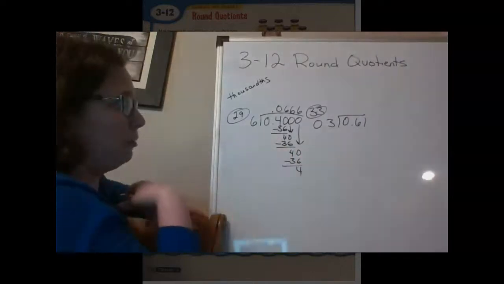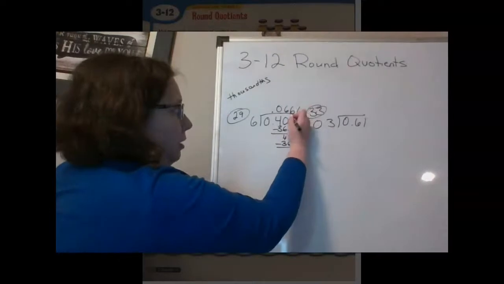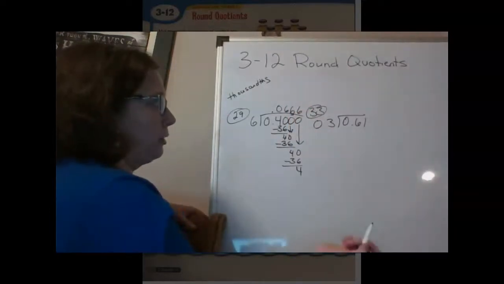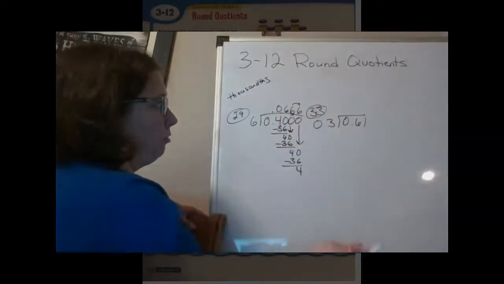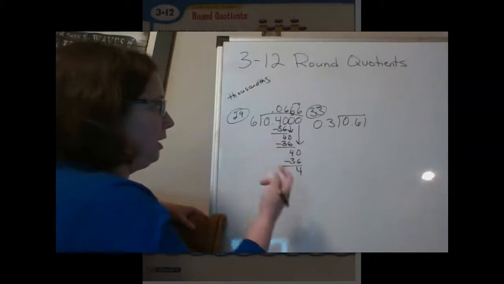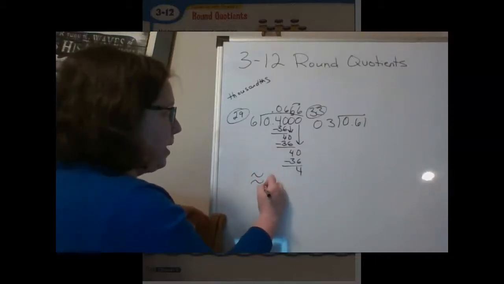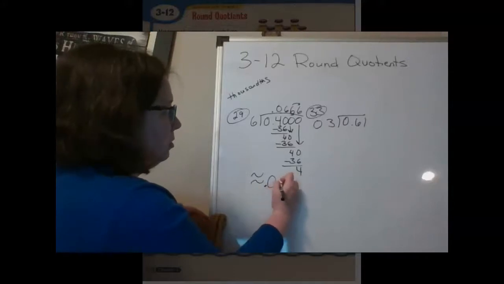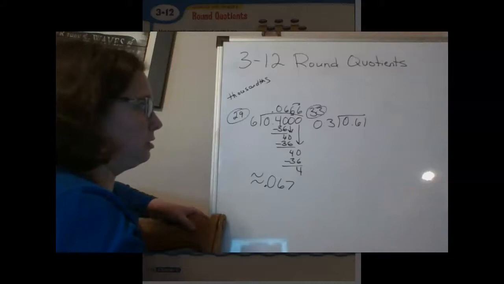So now I have my 4 decimal places, and I'm thinking about whether or not that 6 is going to stay a 6 or jump to a 7. I look to the right, have a 6, which is bigger than 5, so it's going to round up. So my answer here would be about 67 thousandths.